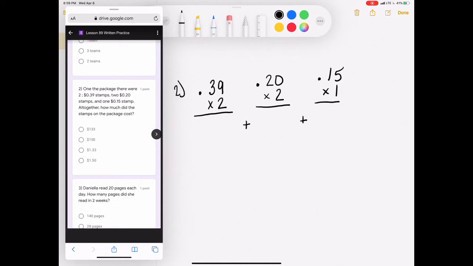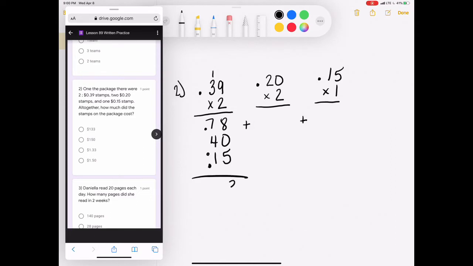Number 2, on the package there were 2 39-cent stamps, 2 20-cent stamps, and 1 15-cent stamp. I need to find out what these products are, and then I can add them together. 39-cent stamps would equal 78 cents. 20-cent stamps, I'm going to put that under here so I can add, would be 40 cents, and I have 1 15-cent stamp.